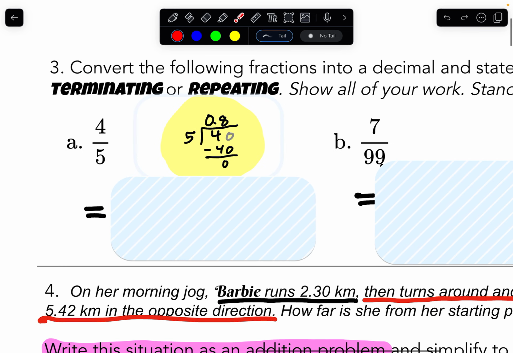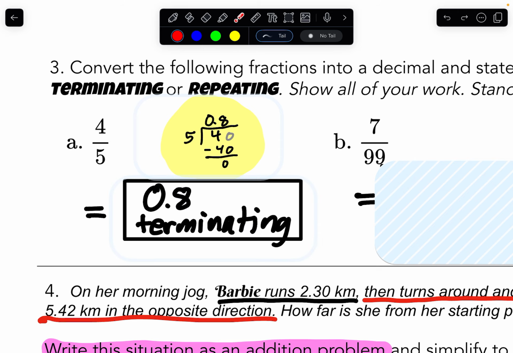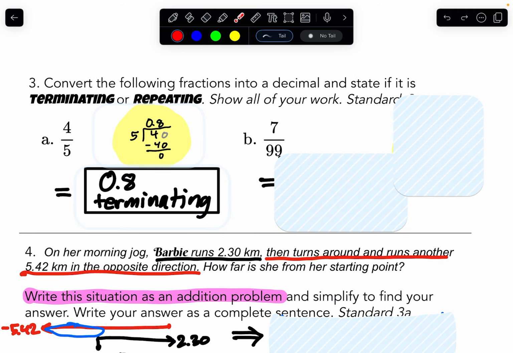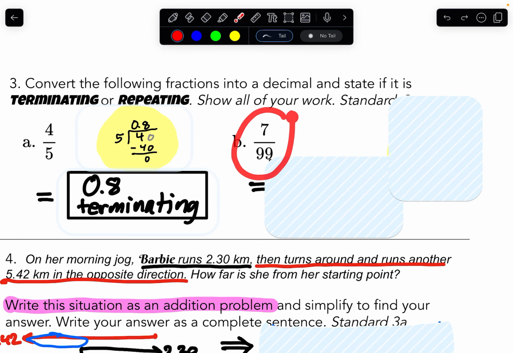So if we divide 4 by 5, we get 0.8, which is terminating. A little different was 7 divided by 99. That one was much harder, right? It was more difficult.